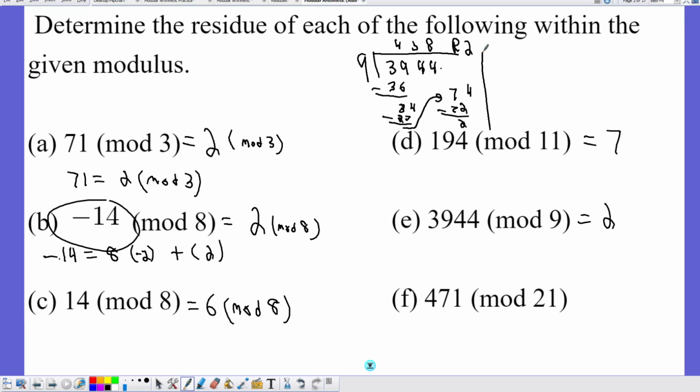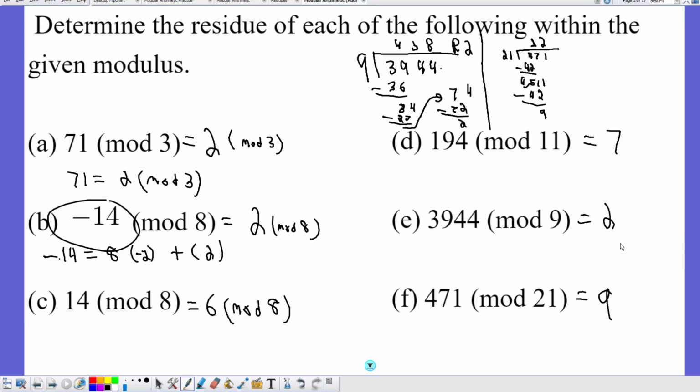Then finally we have 471 mod 21. So 21 divided into 471. 21 would go in twice, and 2 times 21 being 42, which would get us 5. Drop the 1. 21 going into 51 twice again. So we would get again 42 and 9 as our remainder. So 471 mod 21 is the same as 9.